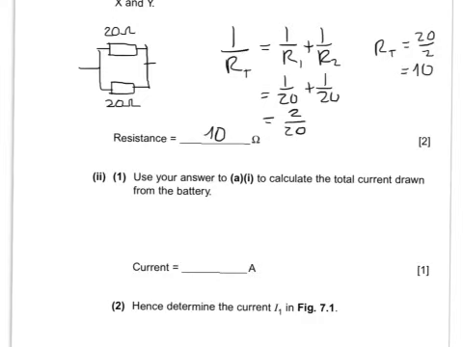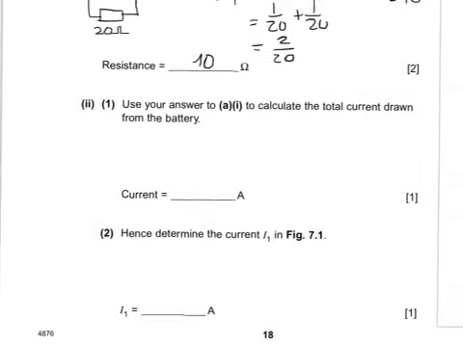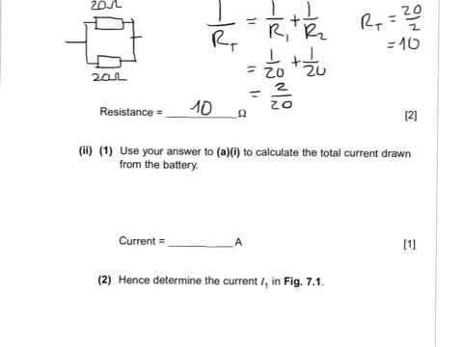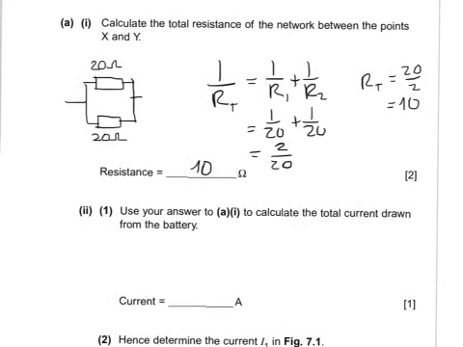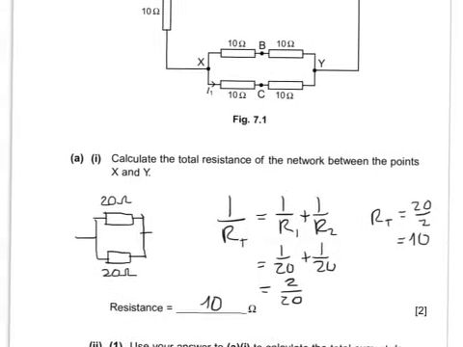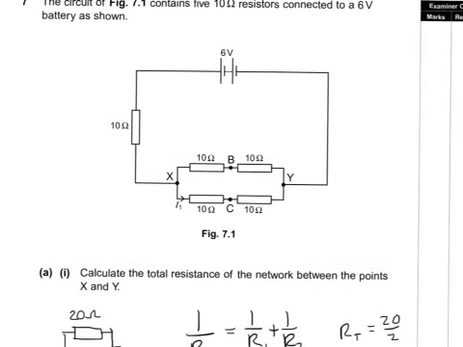Okay, next up we're going to do the second part, and it says to, let me just scroll this down a bit. There we go. It says use your answer to A part I to calculate the total current drawn from the battery. So we want to find the total current that would go around this circuit. So we find out this resistance. We can't forget this resistance over here because this is going to affect how the current behaves. So we find this is 10 and this is 10. So we simply just have to add those two together again because it's a series circuit.